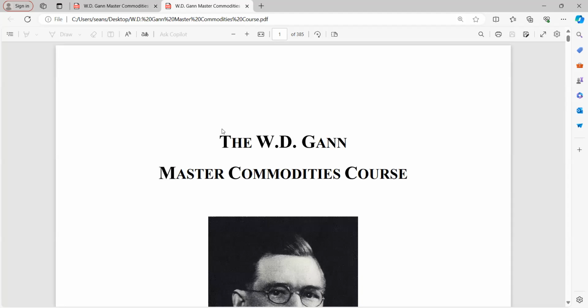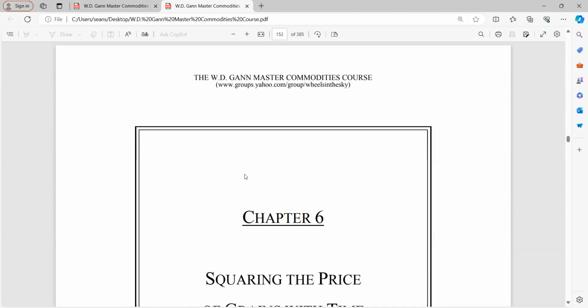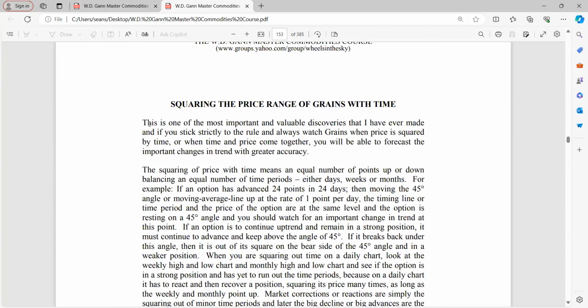And for that, we'll go to the beginning of chapter 6. And Gann says, this is one of the most important and valuable discoveries that I have ever made. And if you stick strictly to the rule and always watch when price is squared by time. So now he's going to tell you what he means. The next statement is not coming to give you another option. It's coming to define what's before it. So he says, if you stick strictly to the rule and always watch when price is squared by time, or in other words, when time and price come together.